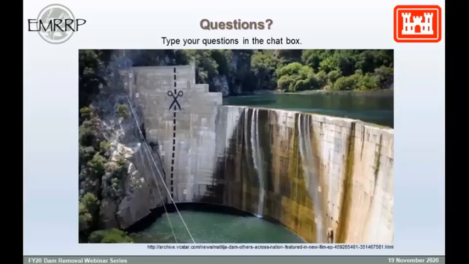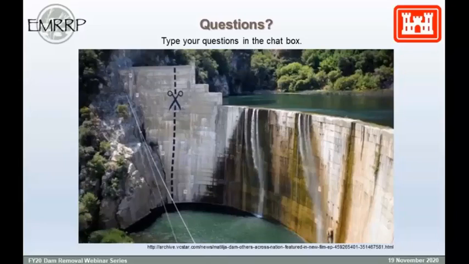Okay, there are no further questions on the audio line at this time. We did get one in the chat feature. Waleska, how far downstream did your model look? I didn't show the entire reach because it would be hard to see the results. I zoomed in on the reservoir area and immediately downstream, but it's about a mile long.